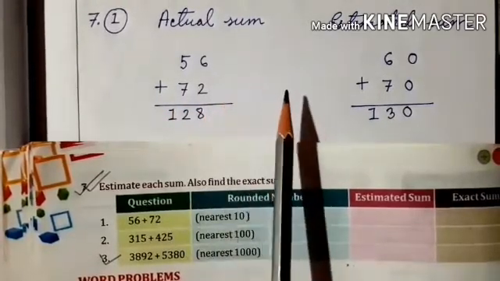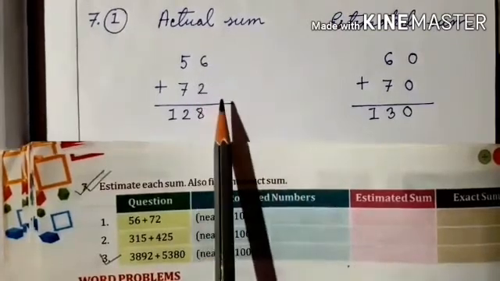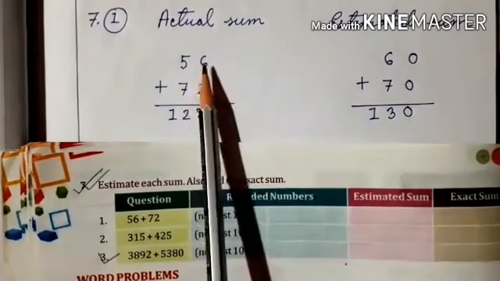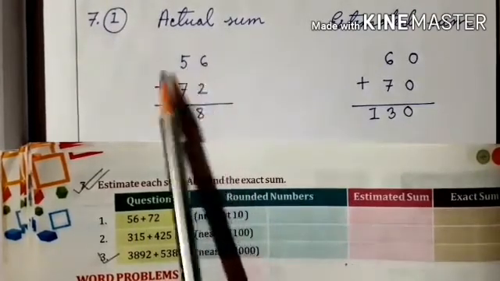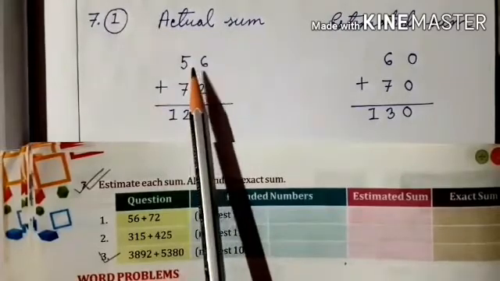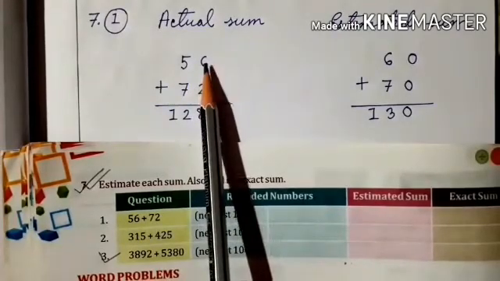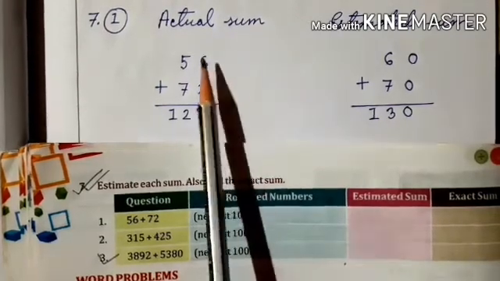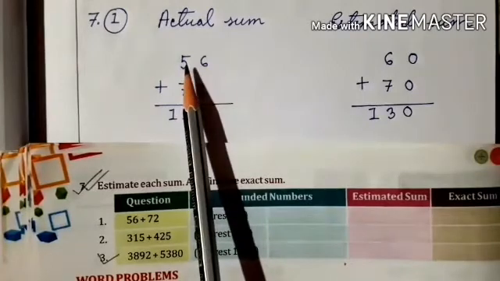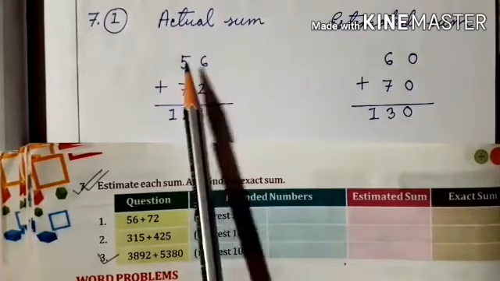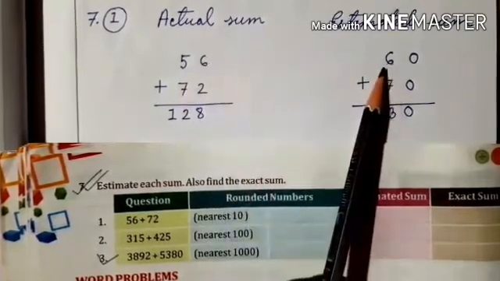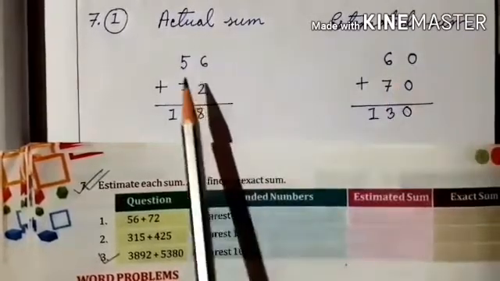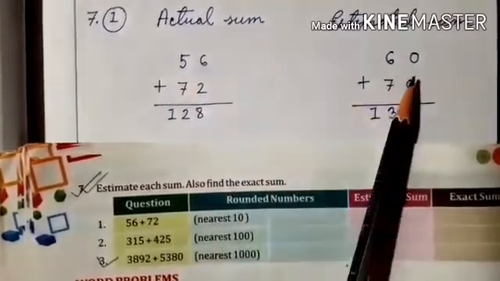So now we estimate the sum by rounding off these two numbers, okay? First of all we will round off 56, okay? Since we are rounding off to the nearest 10, we leave the tens place and focus on the digit in the ones place, okay? Here the ones place has 6, right? If the digit in the ones place is 5 or bigger, then 1 is added to the tens place, so 5 tens plus 1 ten equals 6 tens, right? And the ones place becomes 0, okay? So 56 we round off to 60, okay?